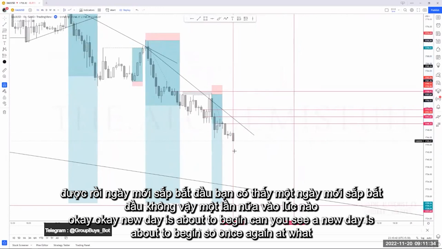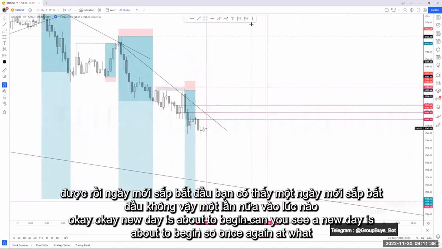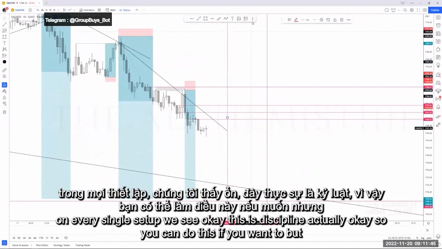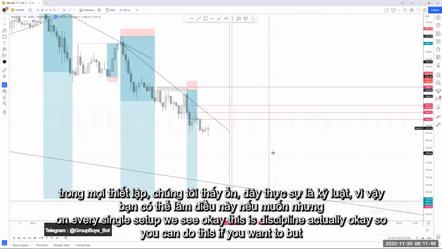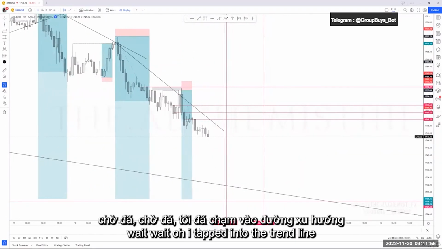Okay, new day is about to begin. Can you see that? So once again, at what times do we trade? London kill zone or London open. See, we're not going to jump in on every single setup we see. This is discipline actually. You can do this if you want to, but I only trade at this time of the day. I don't care about these Asian session times. So let's wait.